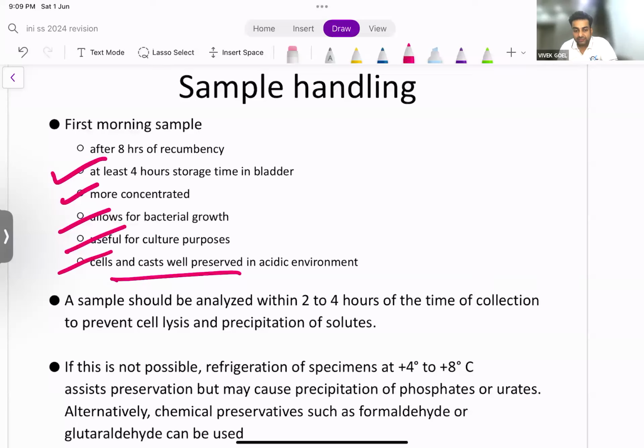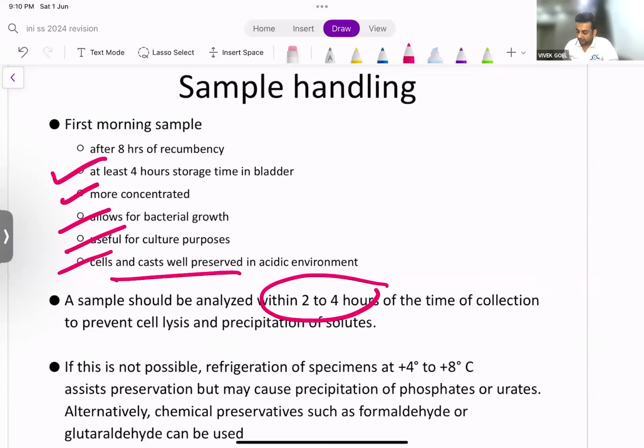Now, from the collection, it must be analyzed within 2 to 4 hours, because otherwise there will be cellular lysis and precipitation of solutes. Now, this is one of the very common reasons why you do not get cells and casts in the urine samples that you get in government colleges or maybe private hospitals also. The reason being, most of the urine samples seen are not spun within 2 to 4 hours. They are collected, and only when the handler is available, or the machine is available, or they have adequate samples, do they centrifuge the urine and put it for microscopy.